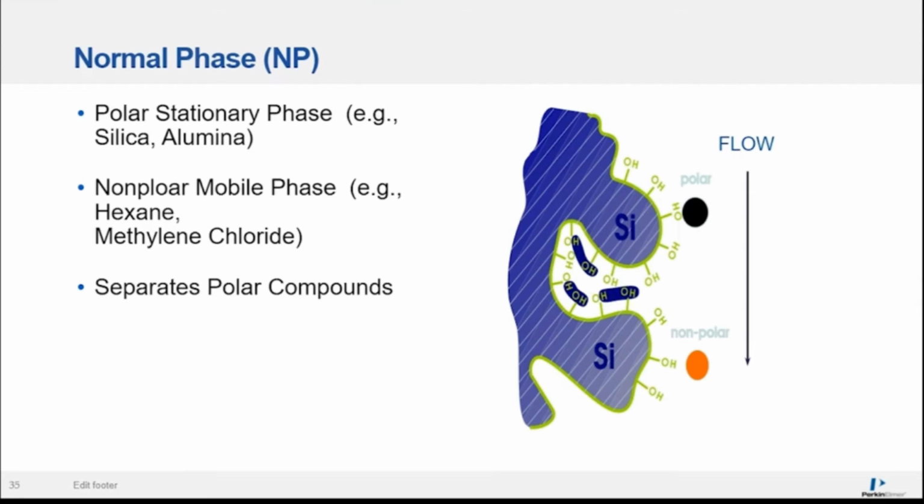Your nonpolar compounds are not attracted to the column, so they will elute first. And then as your compounds increase in polarity, they will stick to the column more and elute later.